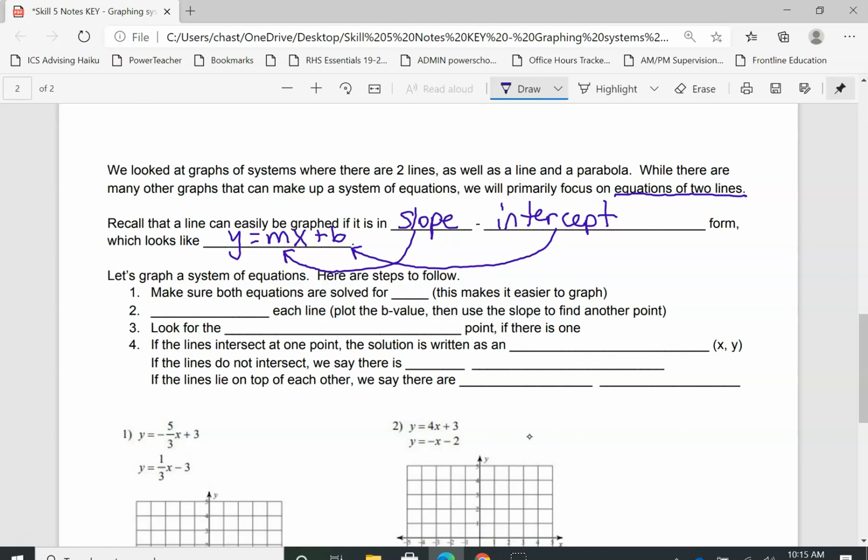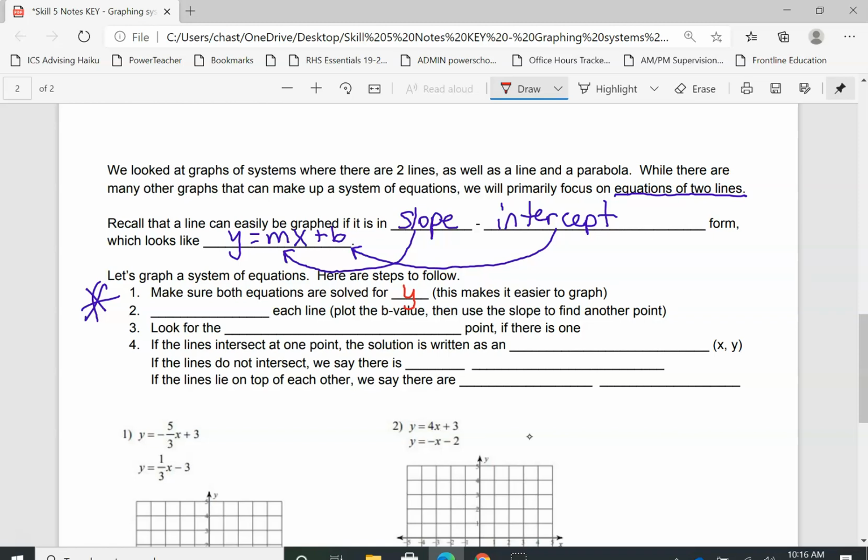All right, so what we're going to focus on today is how to graph a system of equations. And so what we're going to do is follow a few steps. So these are really important steps. If ever you get stuck in being able to graph a system, refer to these steps to help you. First thing to do is make sure that both equations are solved for y. That makes it easier to graph.